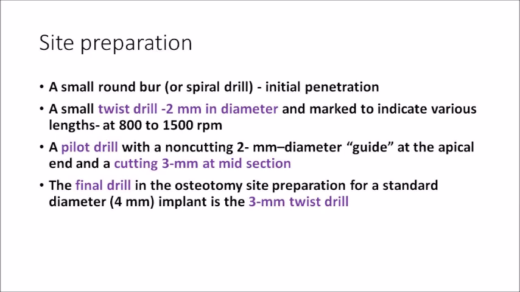Then we have a pilot drill, having a 2 mm diameter non-cutting guide at the apical end, and at the midsection it will have a larger diameter, that is 3 mm. So it is slightly tapered. The final drill used in the osteotomy site preparation for a standard 4 mm implant is a 3 mm twist drill. So, if you have a 4 mm implant, the implant site preparation should not be done up to 4 mm. It should be 3 mm, because the bone has a slight amount of elasticity. The implant can go inside the bone, expand it, and then the bone will come back to its original position, giving a snug fit to the implant.